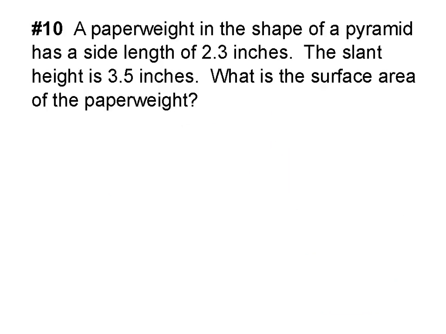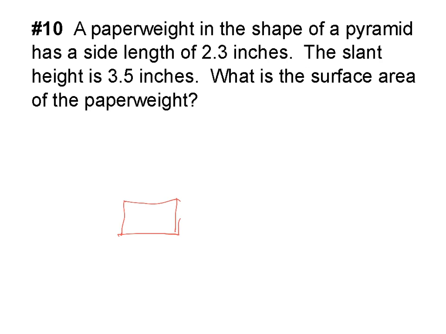Okay, take a peek at number 10. Number 10 says there's a paperweight. It's like a heavy thing you put on your papers so they don't blow away, right? Is in the shape of a pyramid and has a side length of 2.3 inches. The slant height is 3.5 inches. What's the surface area of the paperweight? So they're saying you've got this pyramid. It's got a rectangle bottom.